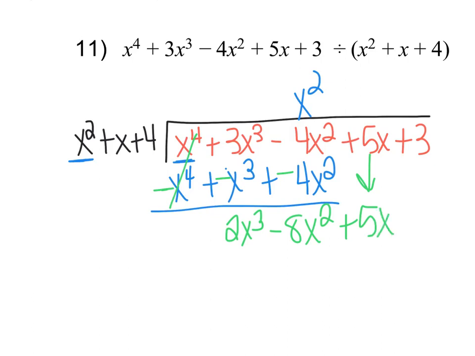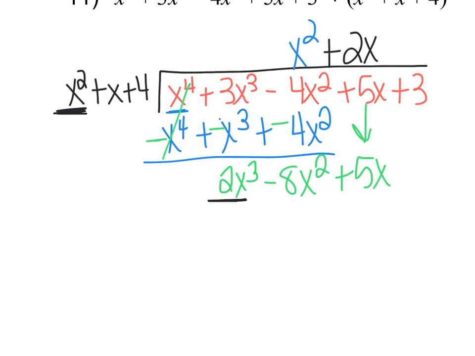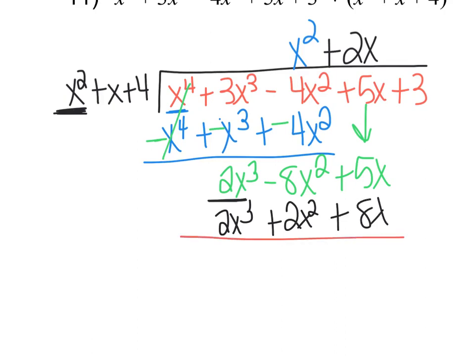And then I go back and I do the same thing again. How many times does x squared go into 2x to the third? It goes in 2x times, so I put that plus 2x up above my x column, and I multiply everything through again. 2x times x squared is 2x to the third. 2x times x is 2x squared. And 2x times 4 is 8x. When I change my signs, that means I have negative, negative, negative. My x to the thirds cancel. I get negative 10x squared minus 3x, and I bring down my 3.